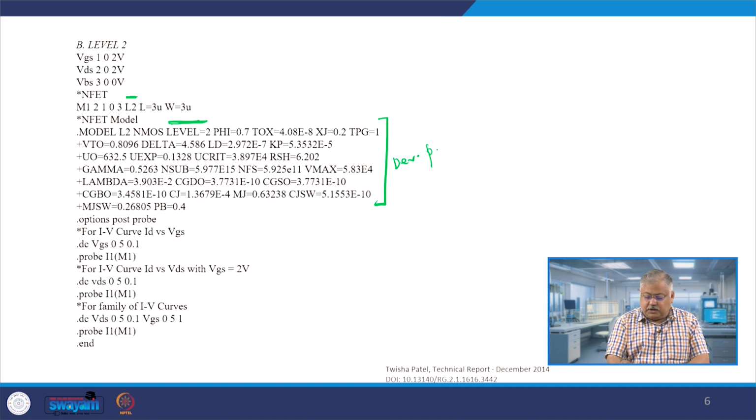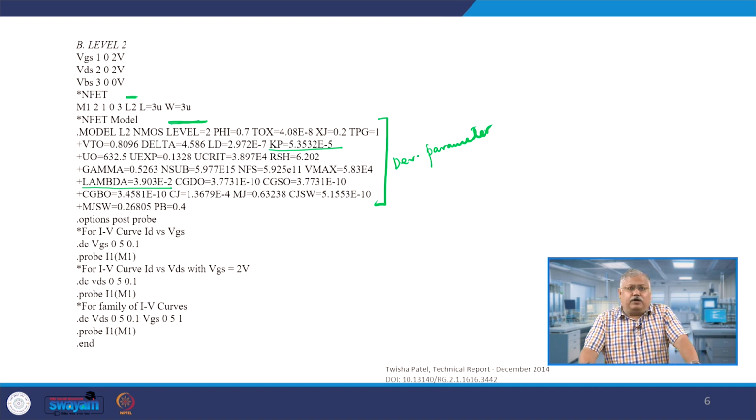In the device parameter part, some extra terms have been added. The extra term that is different is lambda, the channel length modulation parameter, which comes into the picture. Then there is another extra term, Kp, and so on and so forth. So, this model is relatively more accurate as compared to the previous case, but gives you a higher computational time as compared to level 1.